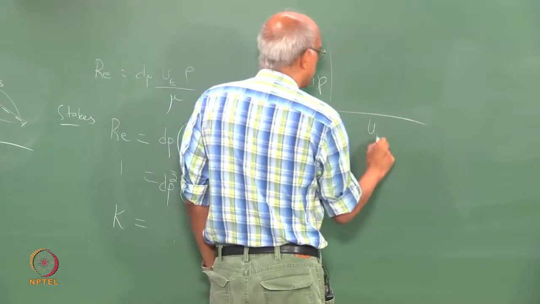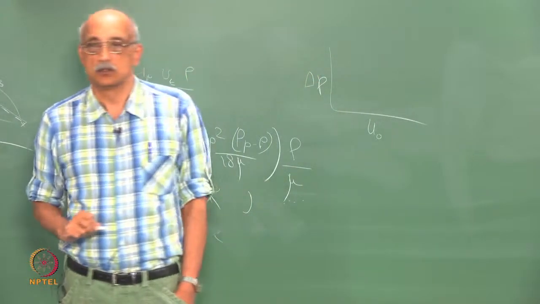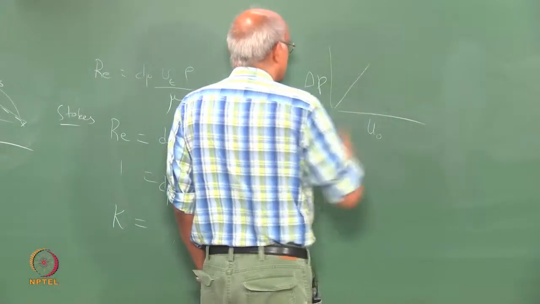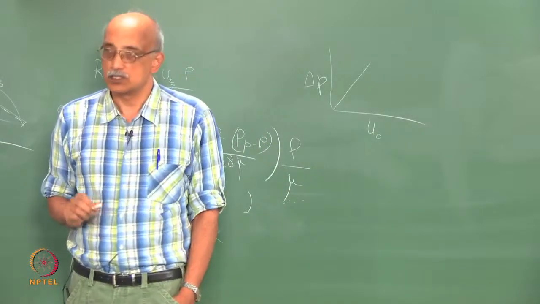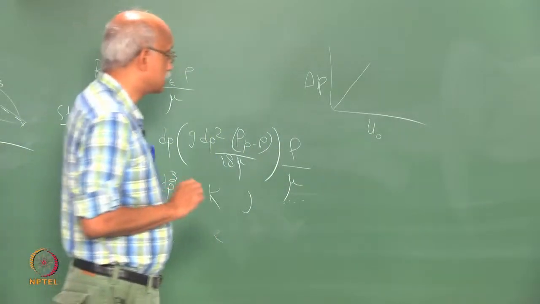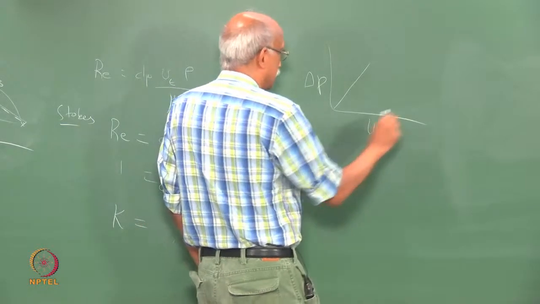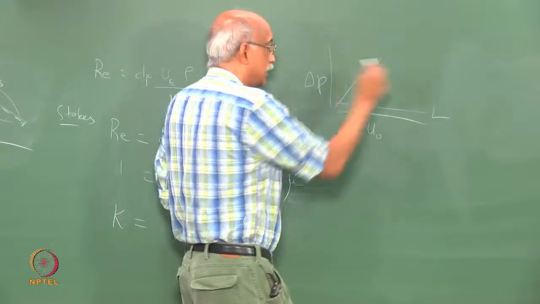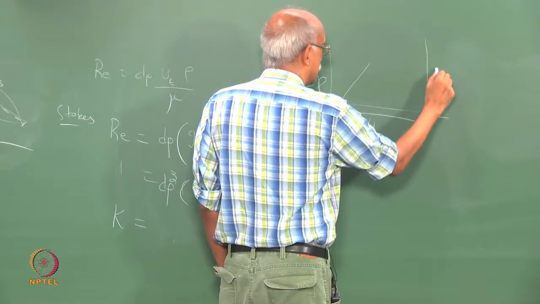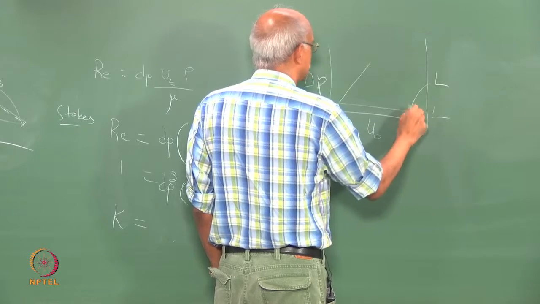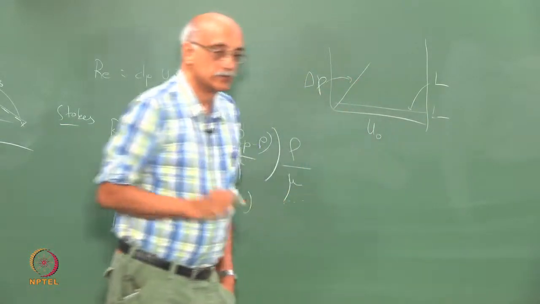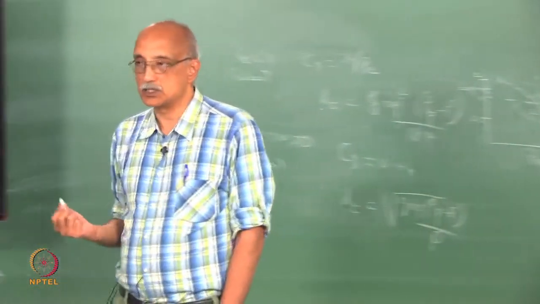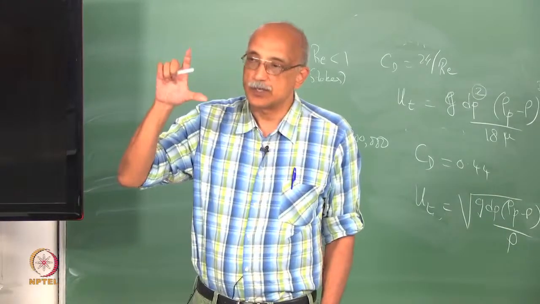So if you take a look at delta P as a function of superficial velocity, u0, up to a certain velocity you get a linear increase in the pressure drop, but what remains constant is the length or height of the bed. Let us say this is the length of the column. In a fixed bed, as you keep increasing the flow rate, the pressure drop keeps increasing, but the height of the bed remains the same.